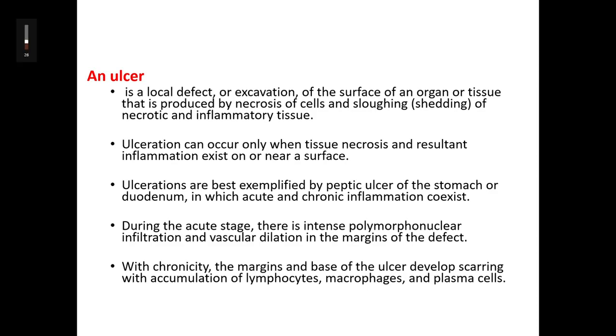Ulceration is best exemplified by peptic ulcer of the stomach or the duodenum, in which acute and chronic inflammation coexist at the same time. Of course, because the ulcer starts acute, it can turn into chronic. During the acute stage there is intense polymorphonuclear infiltration, which is leukocytes, and vascular dilation in the margin of the defect. With chronicity, the margin and the base of the ulcer develop scarring and fibrous tissue formation with the accumulation of lymphocytes, macrophages and plasma cells.